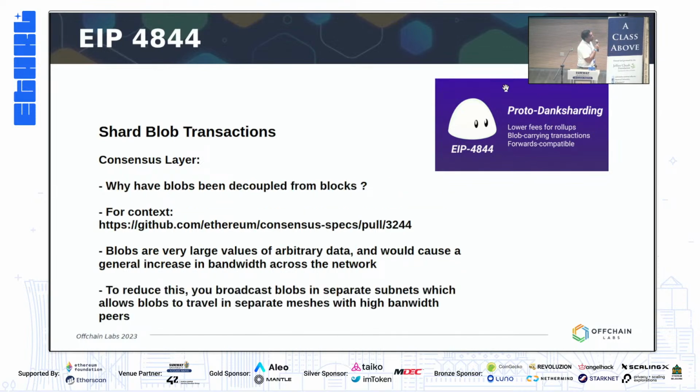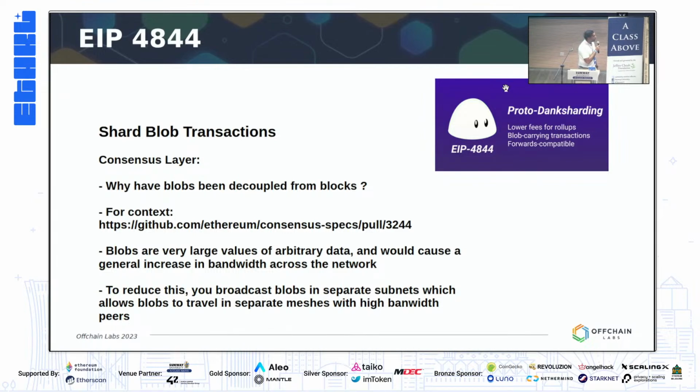So one important question you guys might have is, why have we decided to decouple blobs from blocks? We probably can't see it from this PR, but the title of the PR is called "Free the Blobs." The reason we want to free the blobs is because blobs are very large, and a normal beacon block with 6 blobs would actually take about 1 megabyte in size.